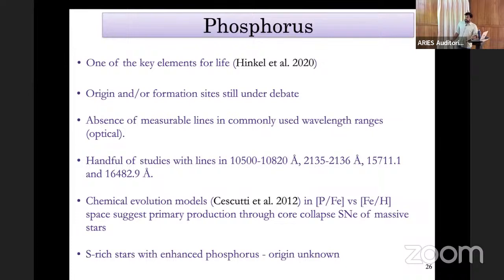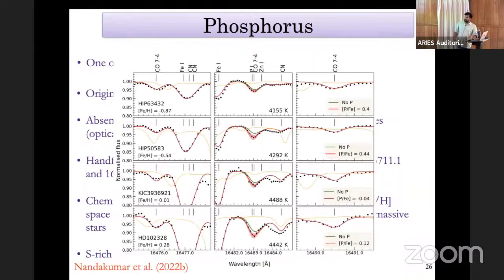In addition to that, there have been many stars enhanced in s-process elements which are found to be enhanced in phosphorus as well, whose origin is again unknown. So I explored this line, which is at 16483 Angstrom, which is also blended with a very strong CO line, as you can see here. But I made sure that I fit the surrounding CO lines very well.